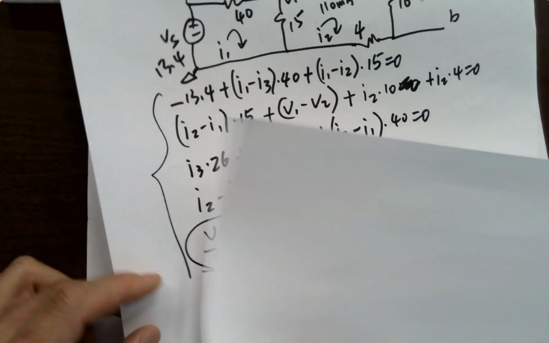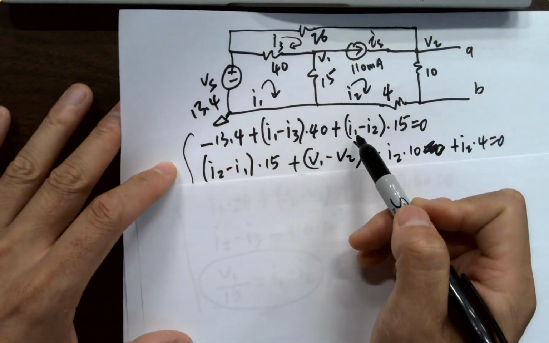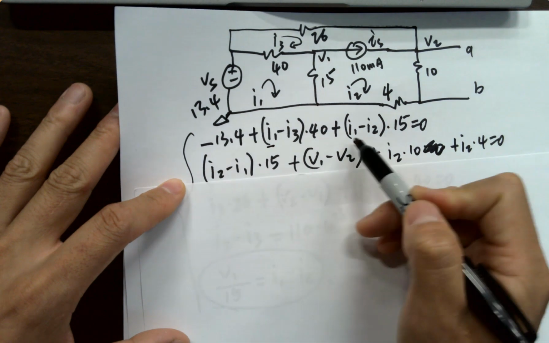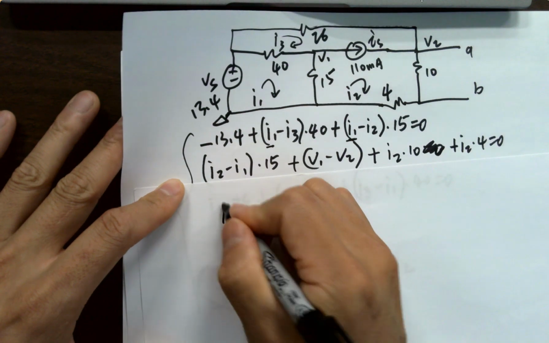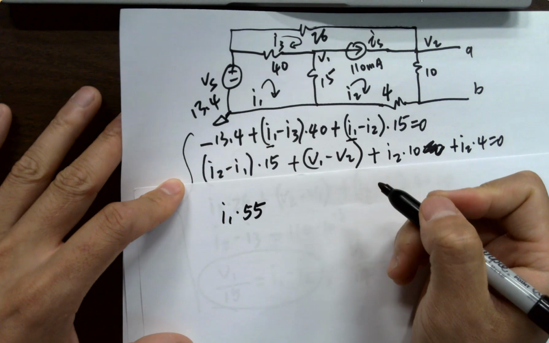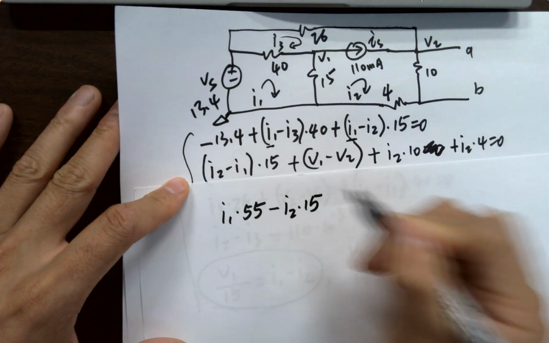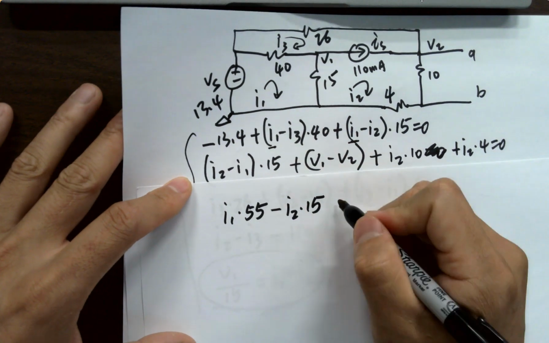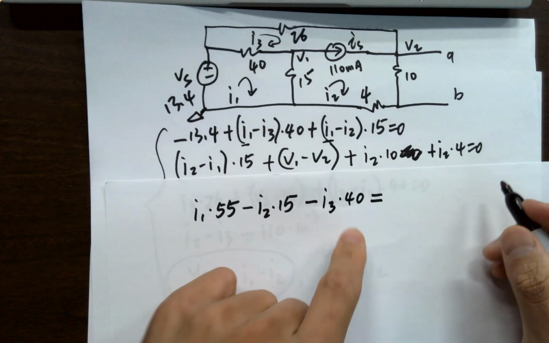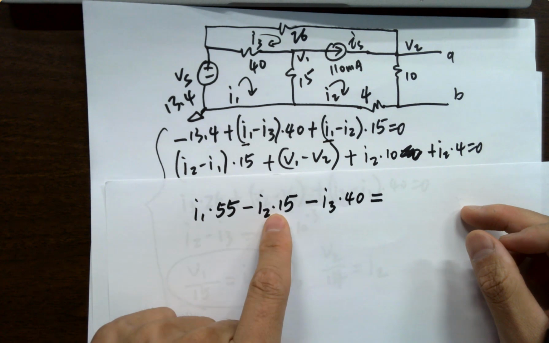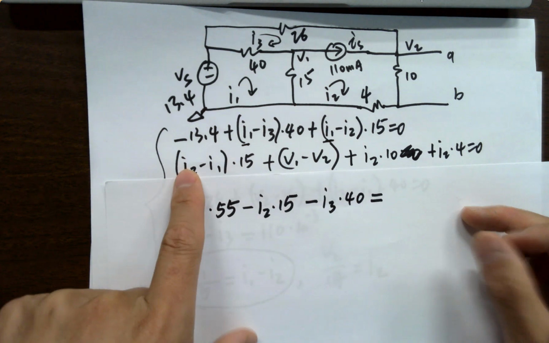Let's see. Let's get into it. No problem with the first one, so let's list I1. Here, 40 I1s and 15 I1s. How many I1s do we have in total? 55. I2, 15, right? I3, 40. What's on the other side of the equation? Just double check. No problem, right? Okay, no problem. It's 13.4.